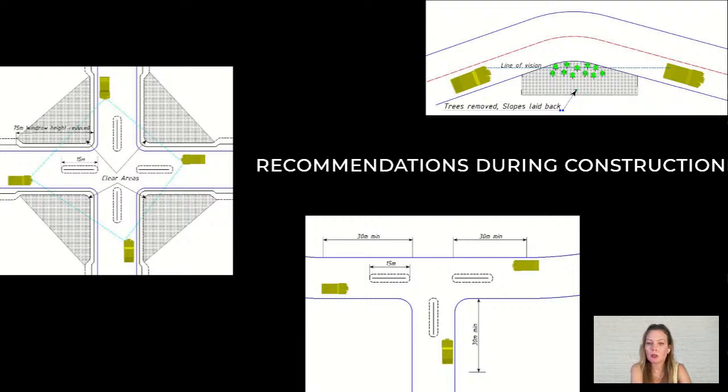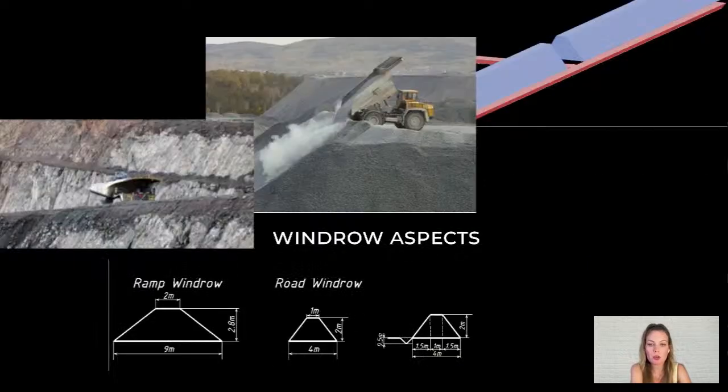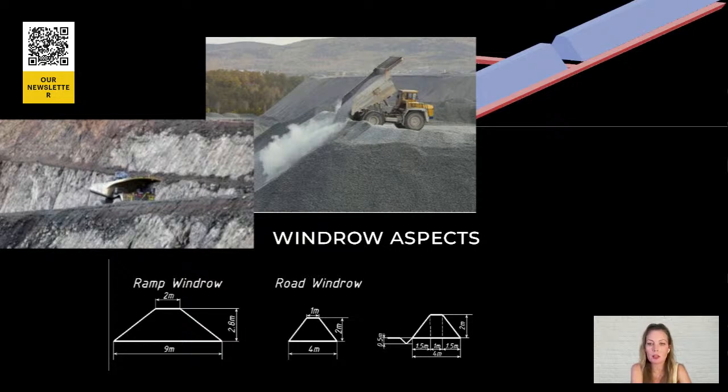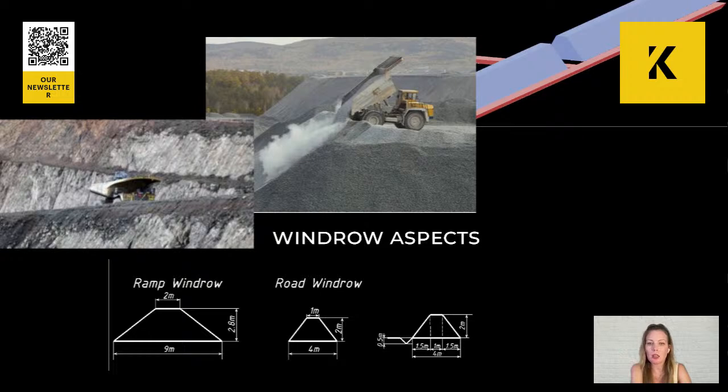Now, let's talk about windrows. These are crucial for guiding drivers and acting as barriers if a vehicle loses control. Rock windrows are mandatory along the entire length of roads in the quarry or dumps.